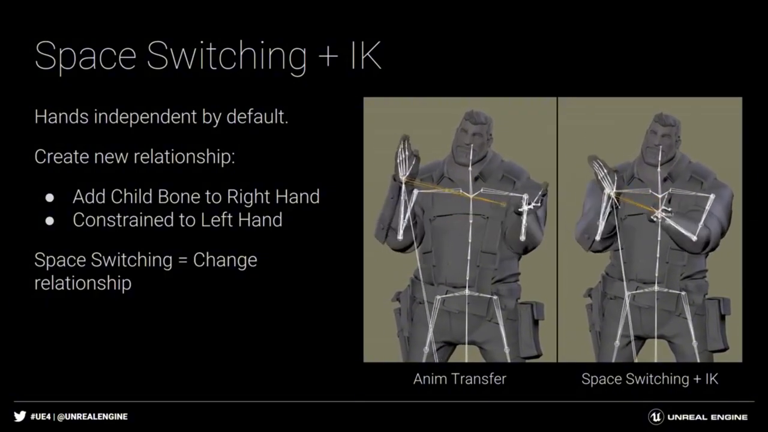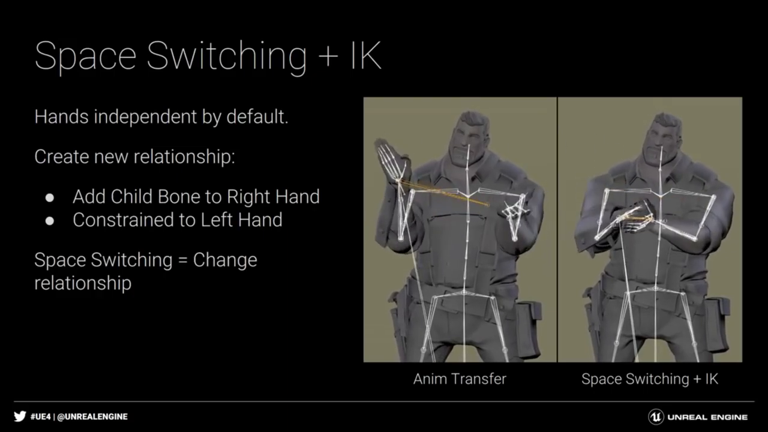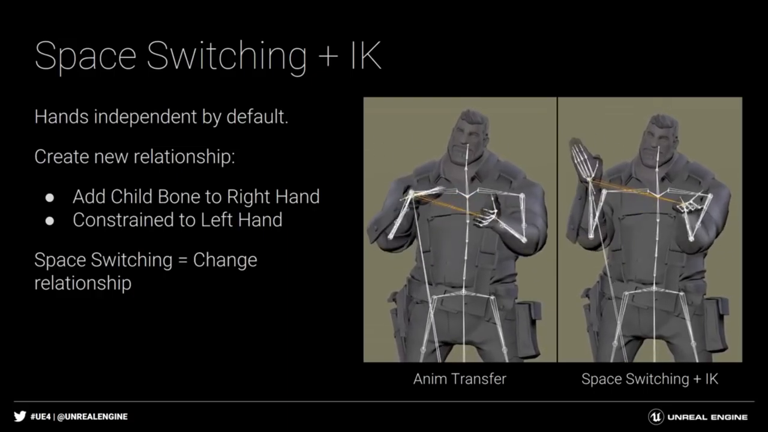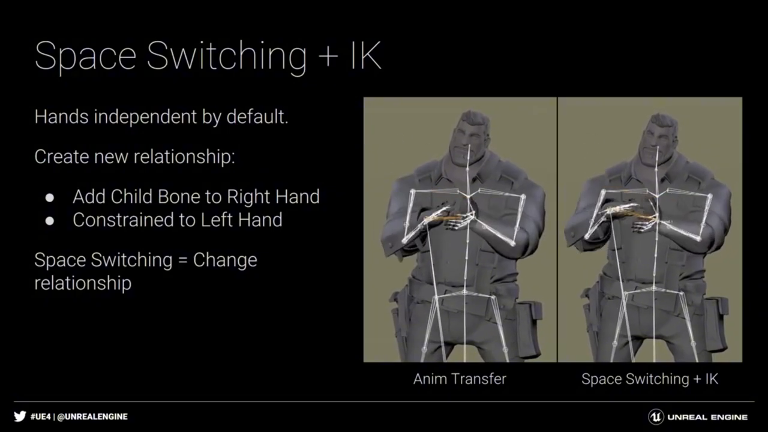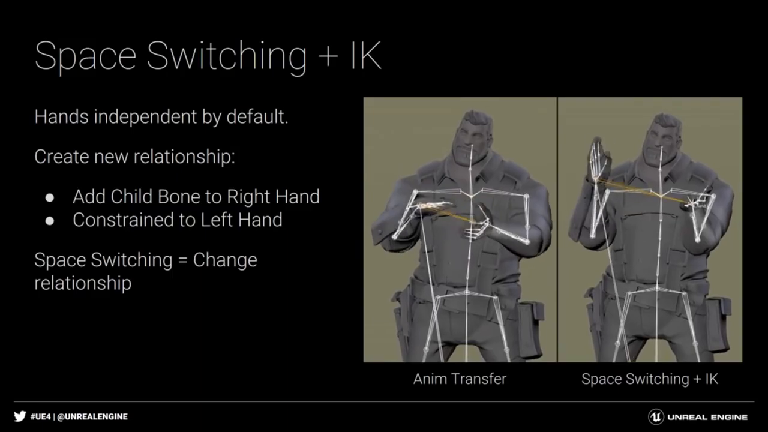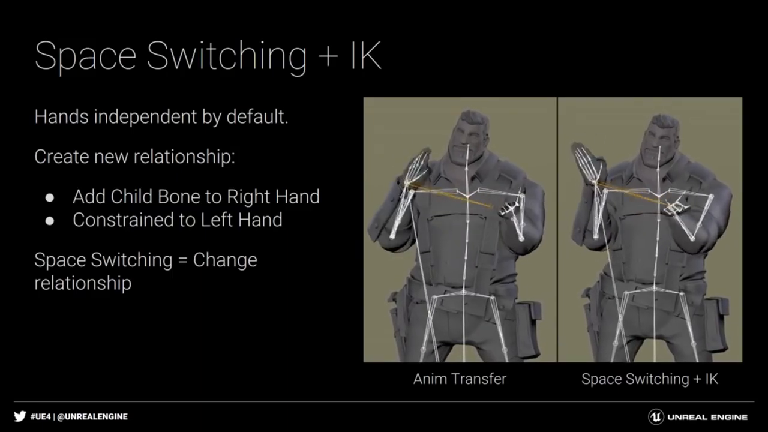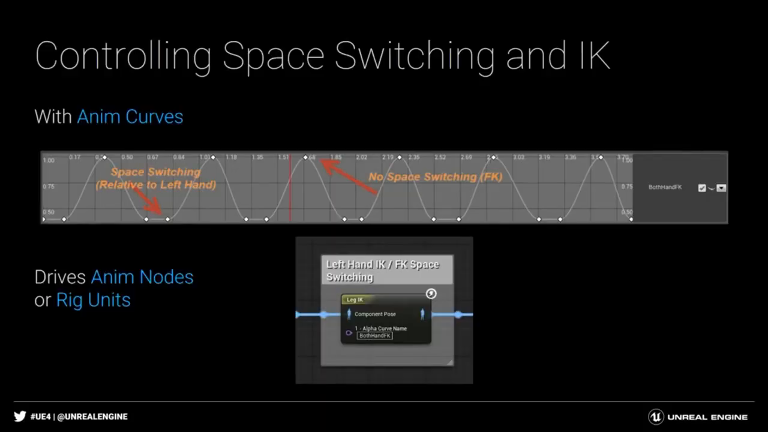And in the example GIF, on the animation transfer one, you can see the bone in orange is actually showing where the hand should be, and the white hands don't actually reach those targets yet. But when we use the space switching IK, we can now make sure we drive the hands using IK and make sure that they still clap, so to say. And those curves are just stored on the animation sequence, and then they're used inside of our animation blueprints to either drive animation nodes or rig units to do this specific IK.